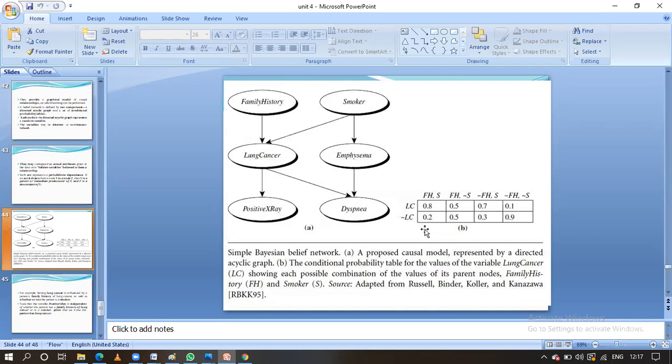Understand, guys? How we are going to represent, by using this table we can easily understand. If you want, guys, write down this table. Bayesian belief network, how we are going to represent? We are going to represent with the help of a directed acyclic graph as well as a conditional probability table.